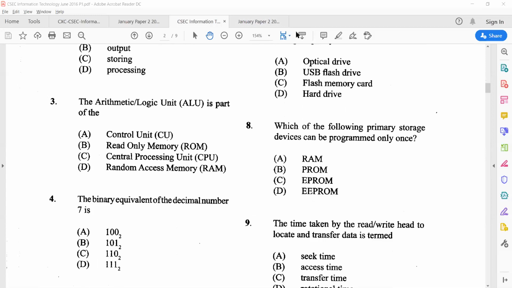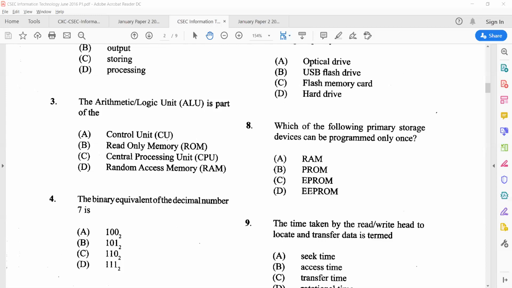A. Control unit. I see some answers coming in there. It's correct. So remember, the CPU or central processing unit is comprised of 2 parts: the CU, control unit, and the ALU. So the answer is C, CPU. The CU is one of the parts of the CPU.